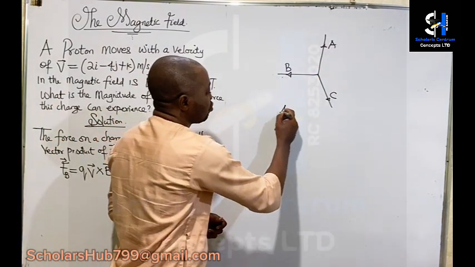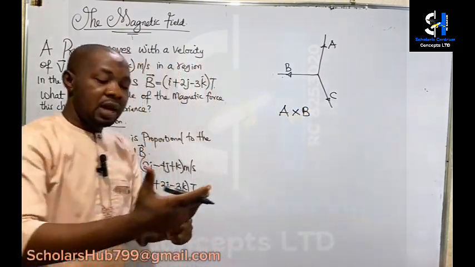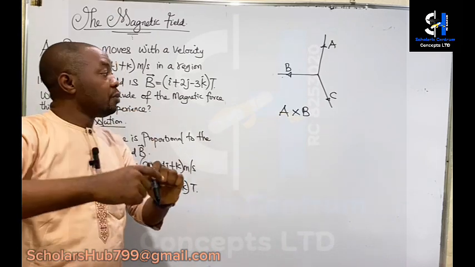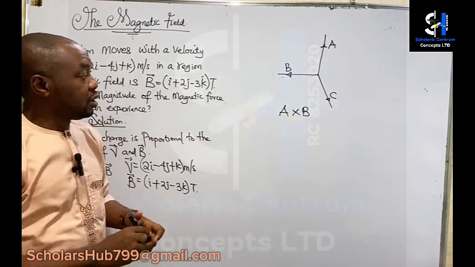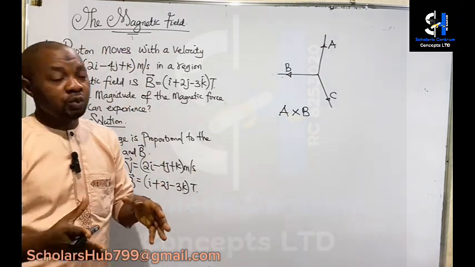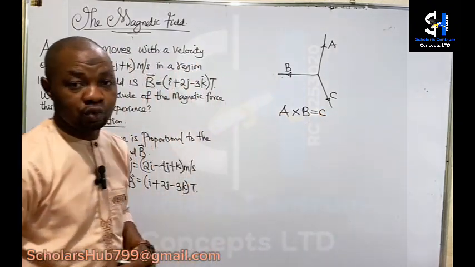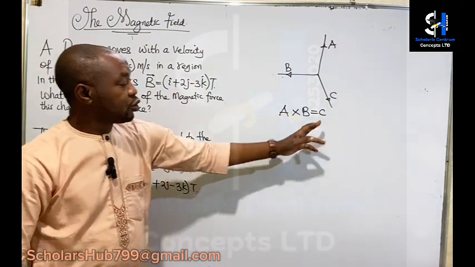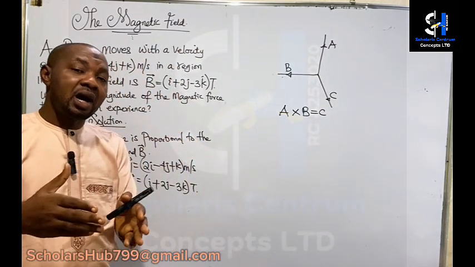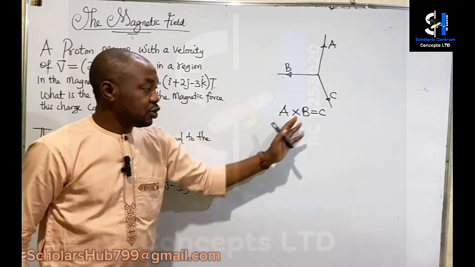So we have the cross product of vectors A and B, and the four fingers of the right hand will point in the direction of the second named vector. Now the resultant vector, the third vector, which is the cross product of A and B, equals C. This resultant vector will be directed out of the palm of the right hand.